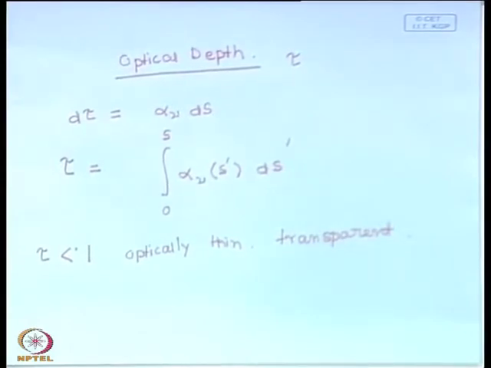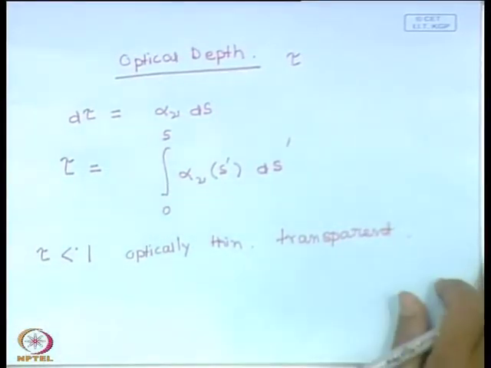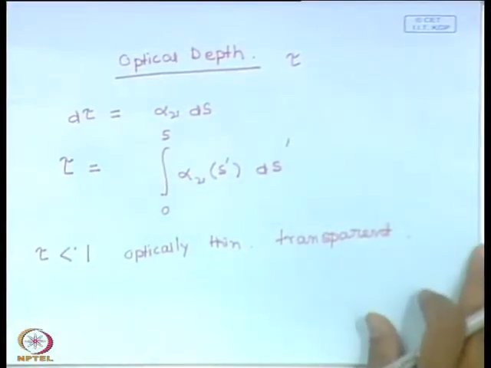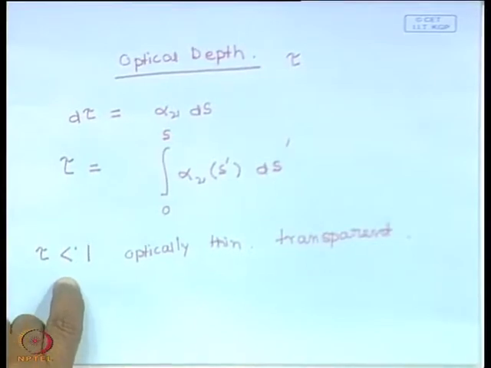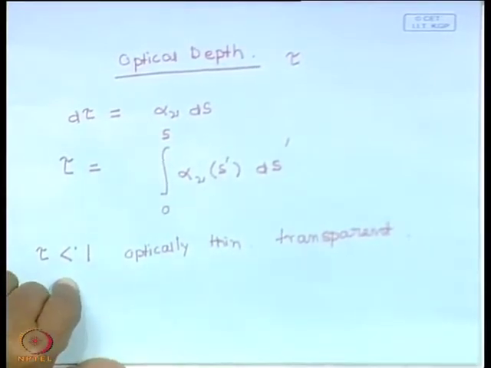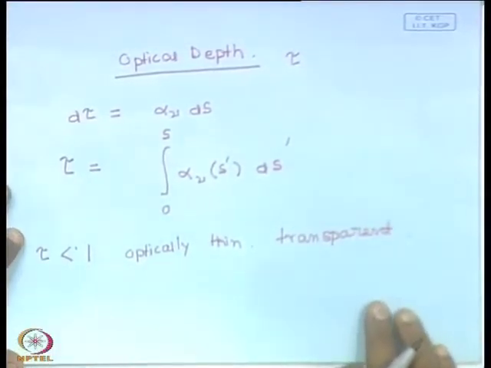Okay. So, in such a medium, the typical photon just goes through the medium without interacting with it, without getting absorbed. The medium is transparent. The typical photon goes through without experiencing any absorption. Such a medium is said to be optically thin, and this is measured by this optical depth tau.